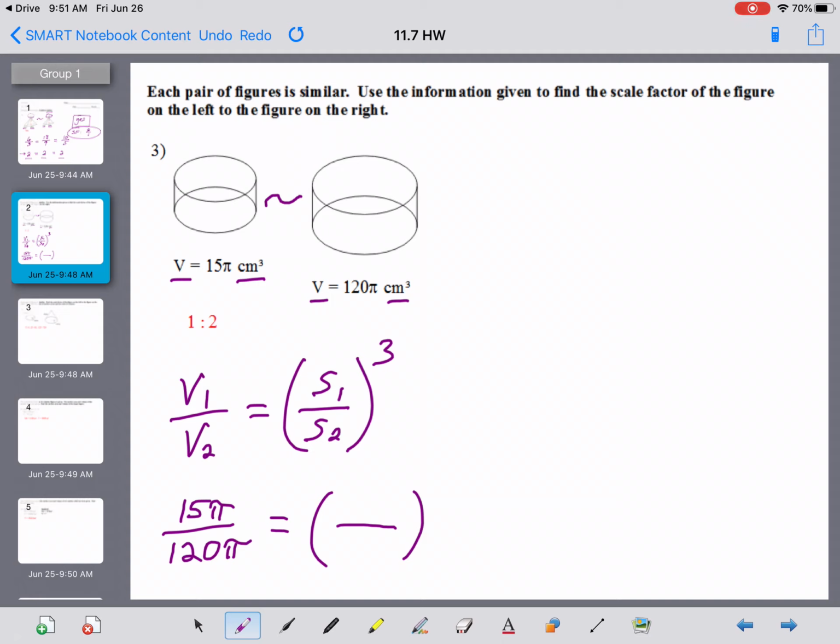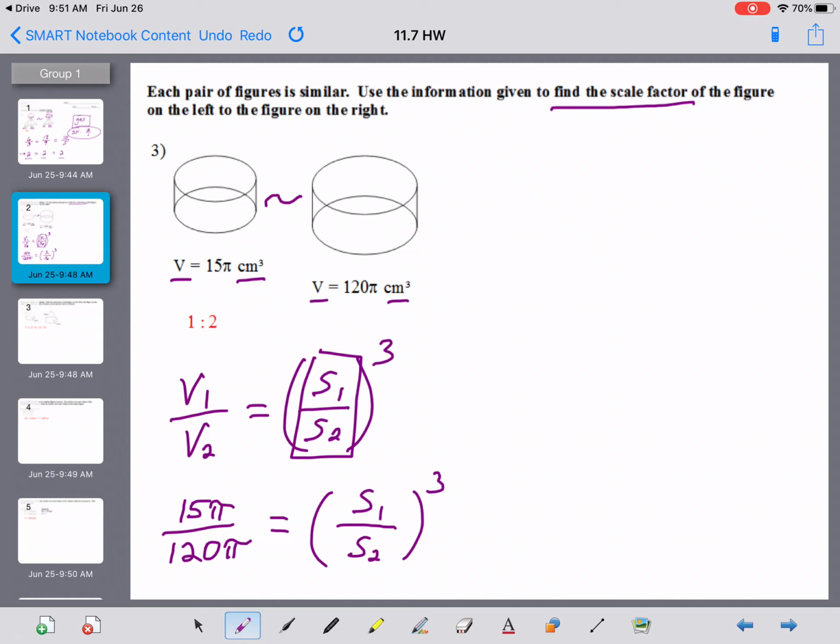They didn't give you either. Well, the key here is they're asking you to find the scale factor. This ratio right here, side 1 to side 2, is the scale factor. So I'm just going to leave that as side 1 over side 2 cubed, and we've got to try to isolate the ratio S1 over S2.